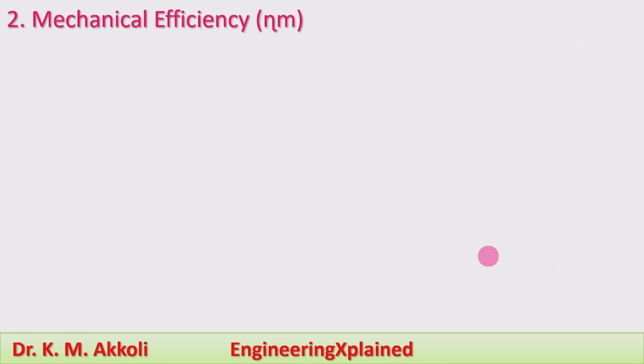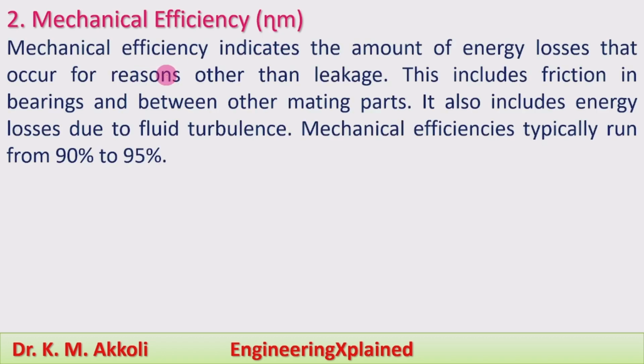Next, the second one, the mechanical efficiency, denoted as eta m. Here the mechanical efficiency indicates the amount of energy loss that occurs for reasons other than leakage. Those are the friction losses. How much power will be lost in friction during the power transmission, that we have to discuss.